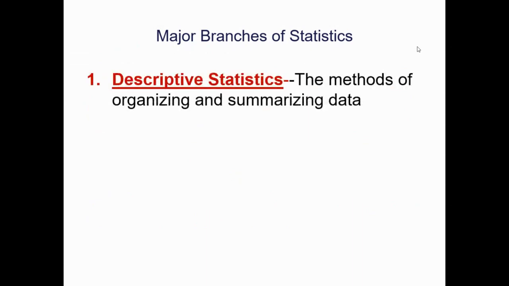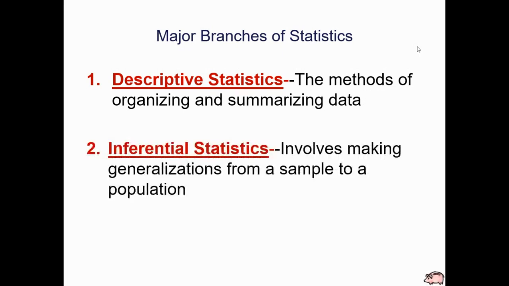Okay, keep going. Major branches of statistics. There are 2 major branches. There's descriptive statistics, which involves the methods of organizing and summarizing the data. And then inferential statistics, which involves making generalizations from a sample to a population. Now, you may be thinking, okay, so I'll describe it and then I'll make an inference. That may not always work for different reasons.